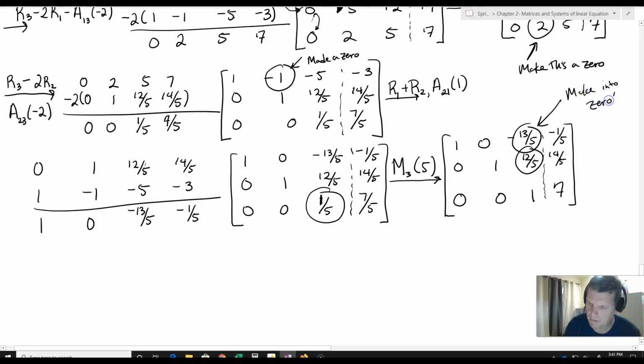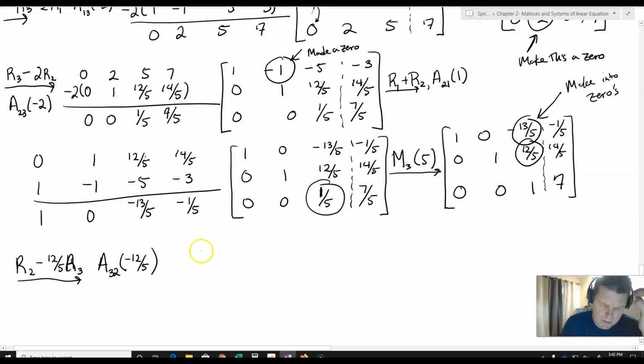So how I'm going to do that is the first thing I'm going to do is add, I want to take row 2 minus 12 over 5 row 1. Row 3, excuse me, not row 1, but row 3. And so that is adding row 3 to row 2 multiplied by negative 12 over 5. So that'll be 0, 1, 12 over 5, 14 over 5.